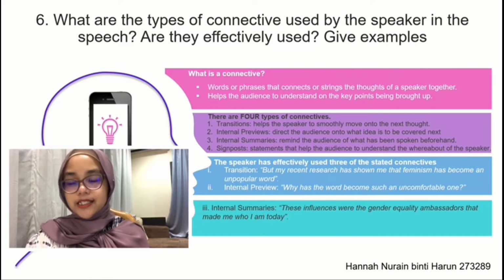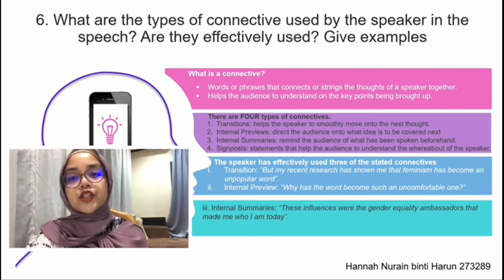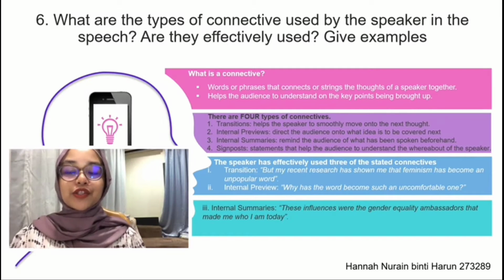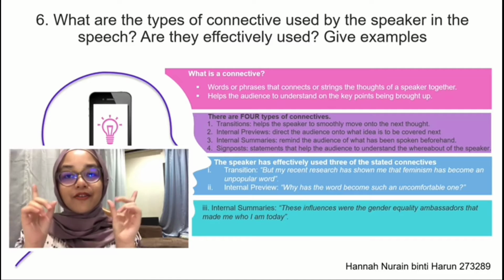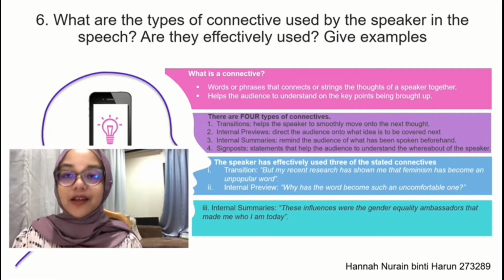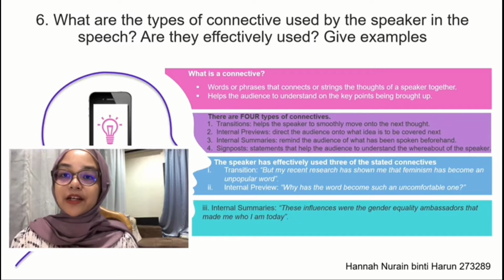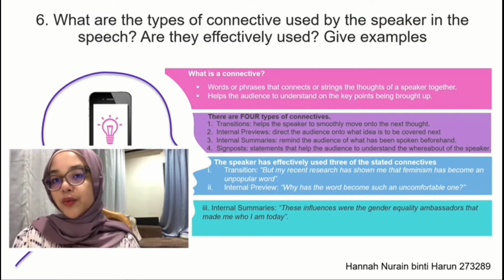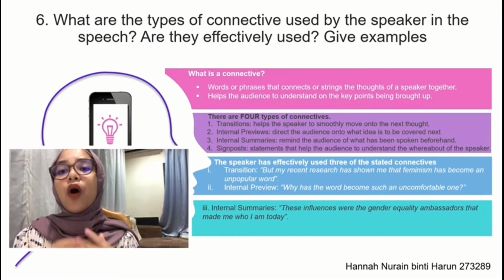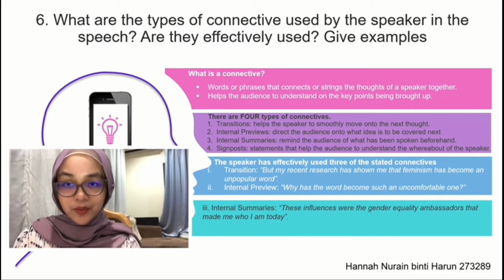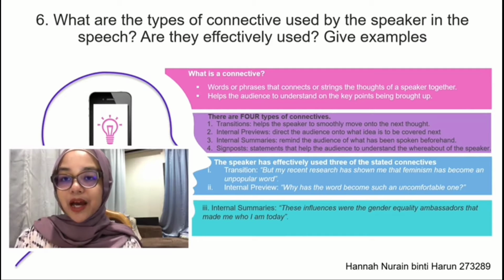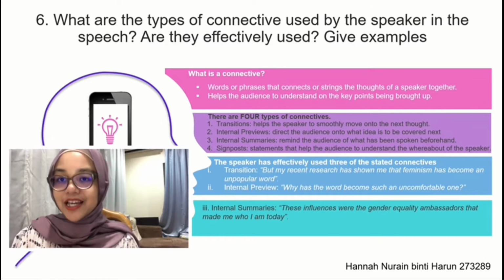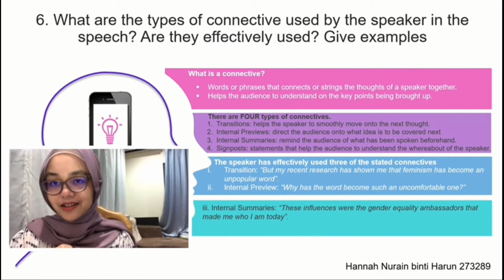In this case of Emma Watson, in this He for She speech, she has managed to use 3 out of the 4 stated types of connectives. As an example, she used a transition when she said, and I quote, "But my recent research has shown me that feminism has now become an unpopular word." End quote. She stated this right after she made her claim as a feminist. She then continued on with her speech by saying, and I quote, "Why has the word become such an uncomfortable one?" End quote. Indicating that she will be reviewing the reasons behind the unpopularity of this word. In this case, she is using internal preview as a connective.